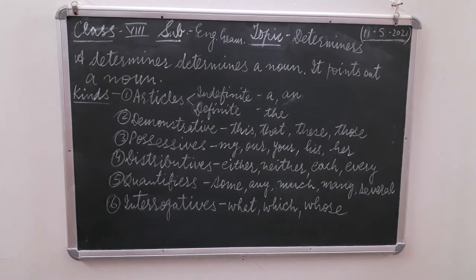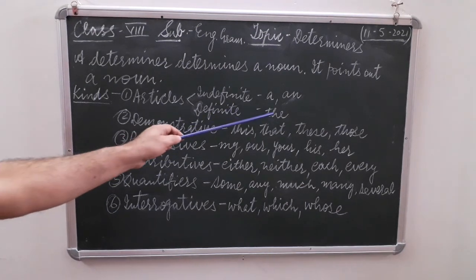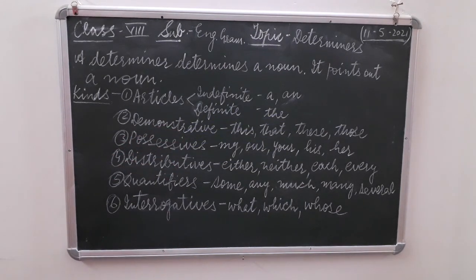Now let us see the definite article the. My dear children, there are so many uses of this article. For example, we use article the to make any noun very particular. For example, this is the book which I lost yesterday. It means that here I have found it again. So this is the book. I am making it particular.